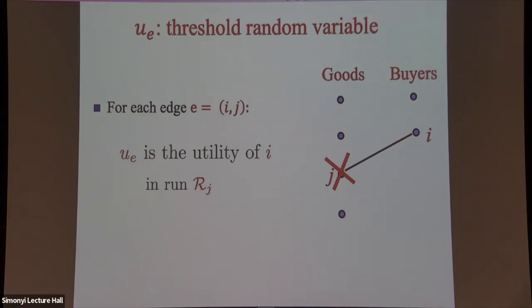This is the key random variable which helps analyze the whole algorithm. Everything will come out alive right away. You'll see that. So I'm just going to write this here: UE, utility of I in RJ, where E is IJ. So for each edge, I have a different random variable. And this random variable also is determined by the entire algorithm. This is the key, okay? That's why I'm leaving it on for some time.